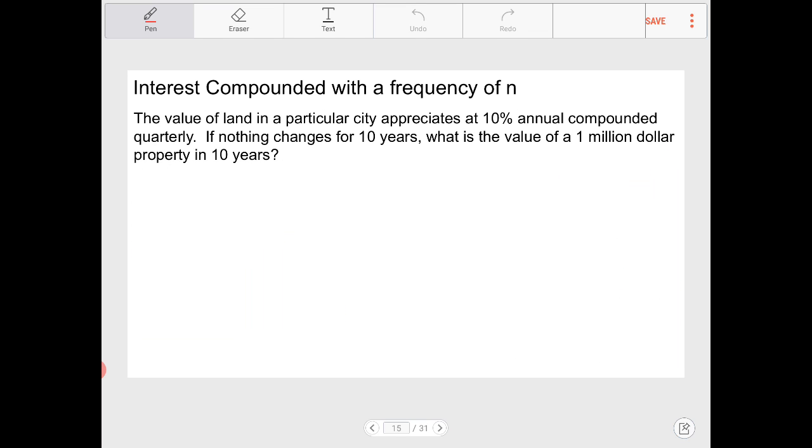The value of land in a particular city appreciates at 10% annual, compounded quarterly. If nothing changes for 10 years, what is the value of a $1 million property in 10 years? So why does the land appreciate? Why is it compounded quarterly? This actually has to do with when the value of land is assessed. In New York City, they issue quarterly statements about how much your land has appreciated or depreciated.